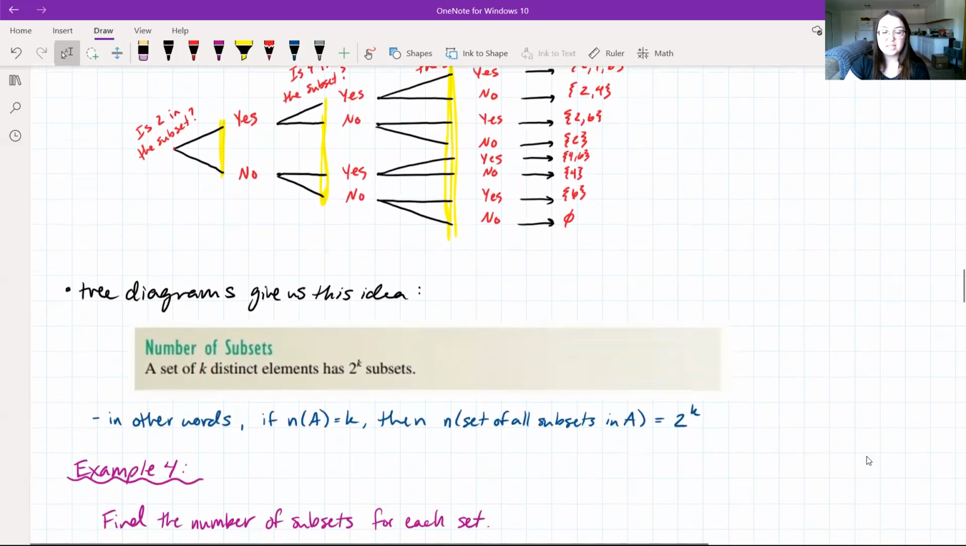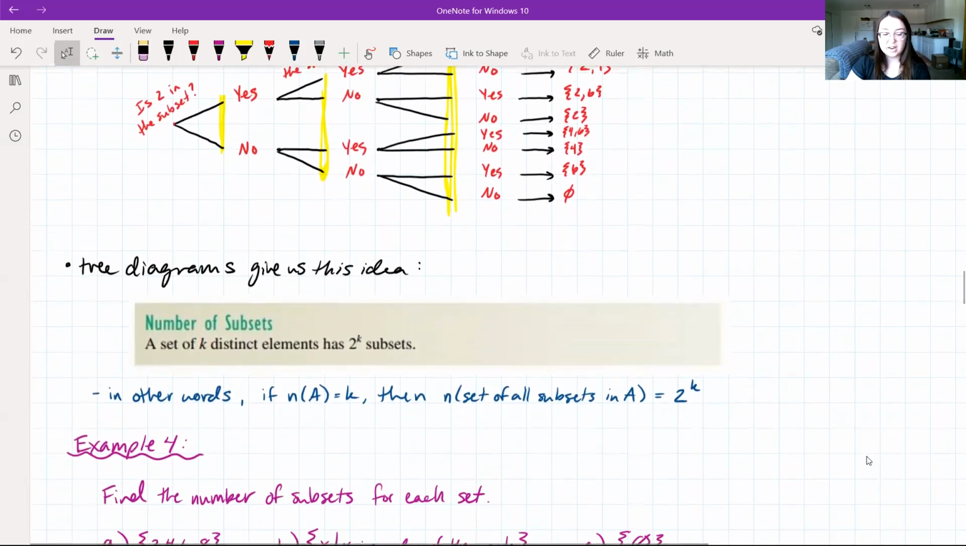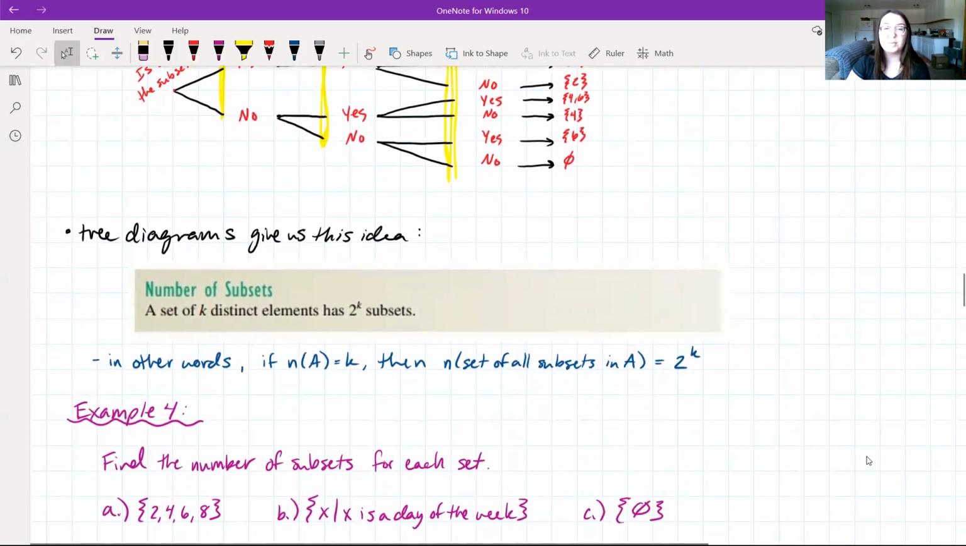So now with this idea of our tree diagram, we can decide how many subsets are contained in a set based on our number of elements. So if you had a set of 4 elements, then your number of subsets would be 2 to the 4th power, or 16.